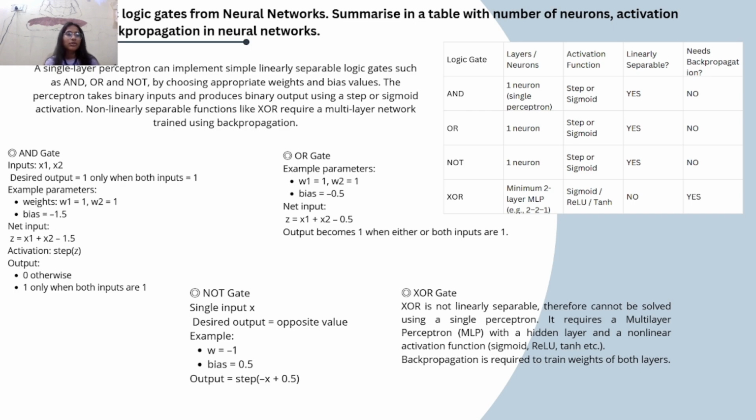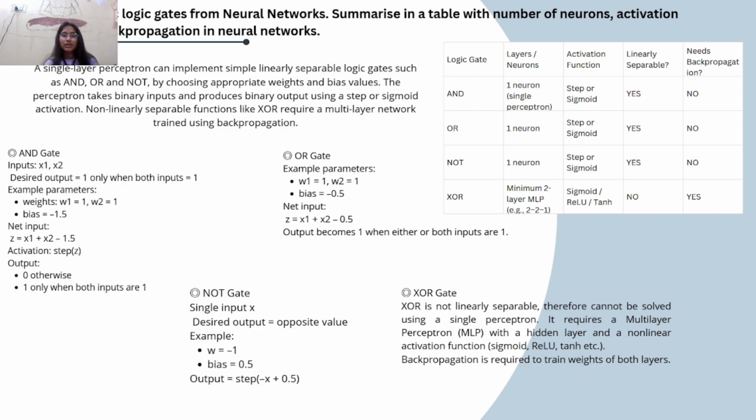If we are discussing the AND gate, suppose we have two inputs, x1 and x2. We have weight 1 and weight 2 equal to 1, and bias of minus 1.5. Only when both inputs are 1 does the total become positive. This is the AND gate. For the OR gate, weight 1 equals 1, weight 2 equals 1, and bias equals minus 0.5. If even one input is 1, the output becomes 1. This is the concept of the OR gate.